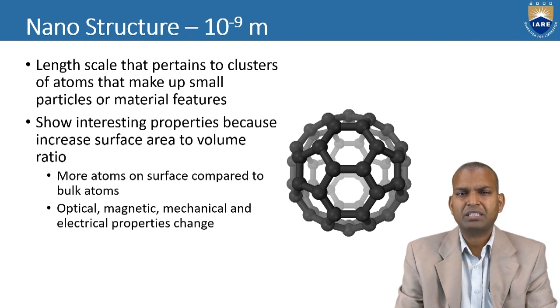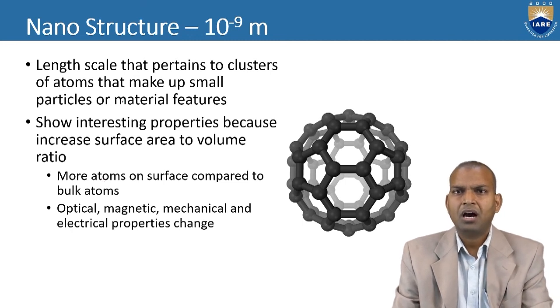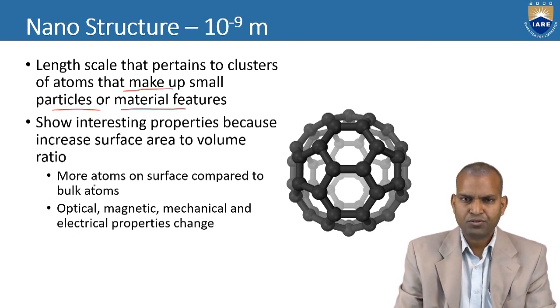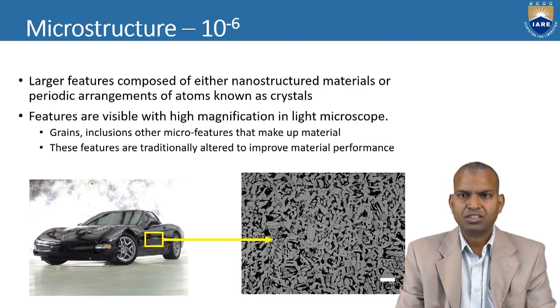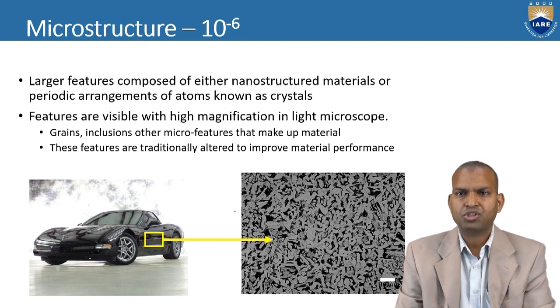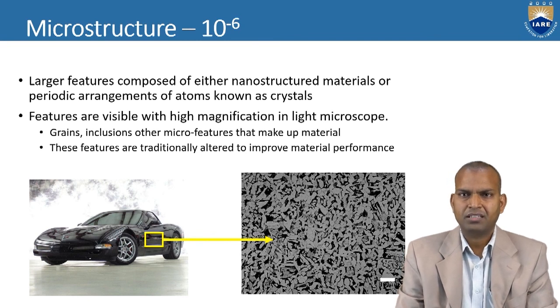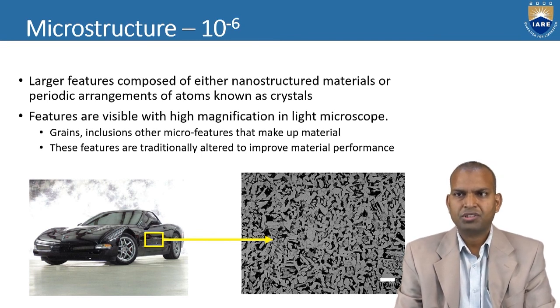Here, the length scale pertains to clusters of atoms that make up small particles or material features. So some of the materials we have to study at nano level, some of the materials we have to study at atomic, micro and macro levels. So these are the various examples. This is the microstructure. This figure shows the microstructure of a material, here a car, a four-wheeler. So this is the micro level of structure.